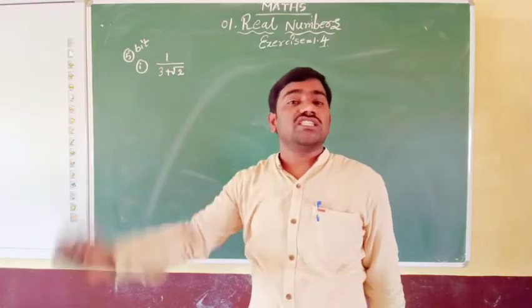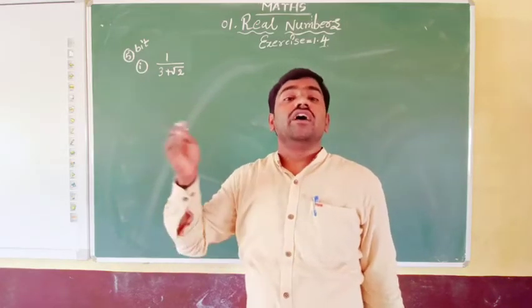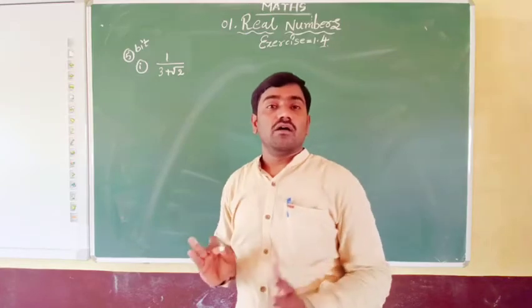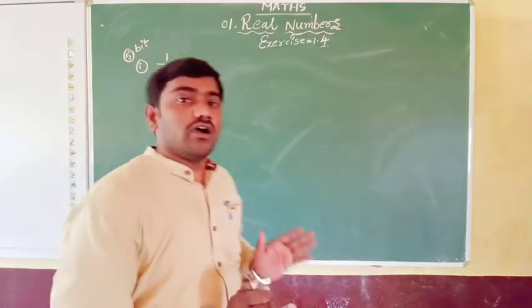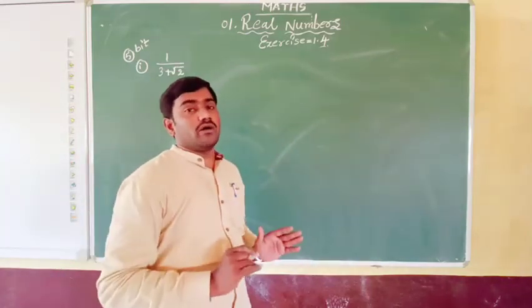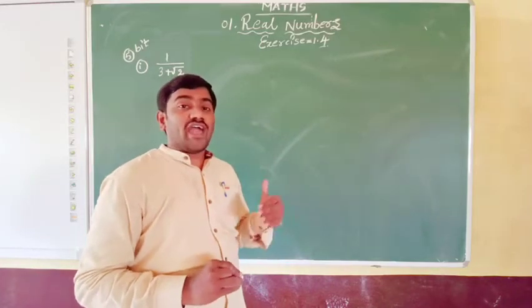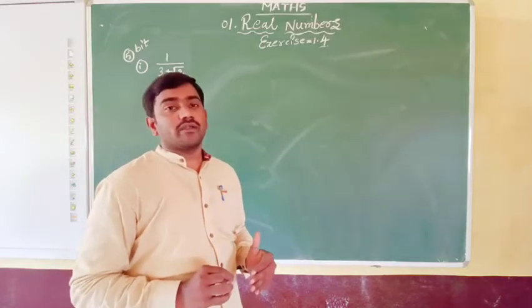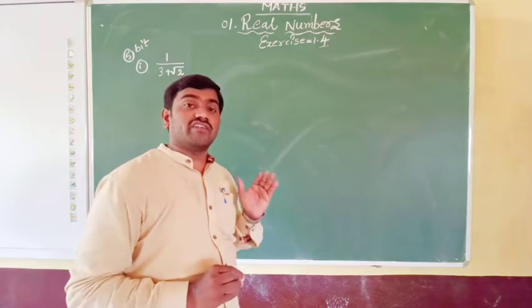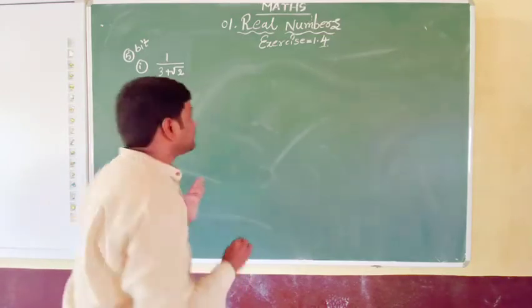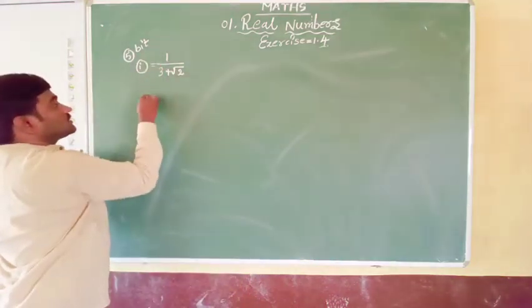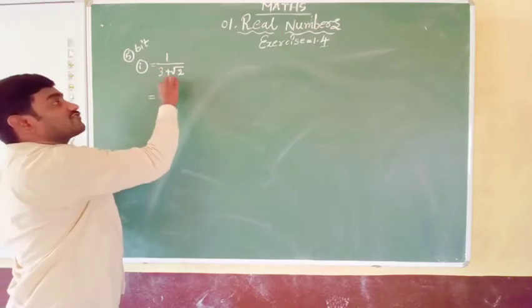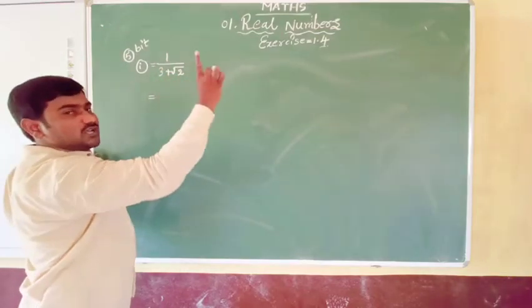We have to rationalize it. That means we have to change it into a rational number, so the denominator is a rational number. How? By using the rationalizing factor of the denominator. By doing that, we can rationalize the denominator here. So what is the rationalizing factor of 3 plus root 2? That is 3 minus root 2.